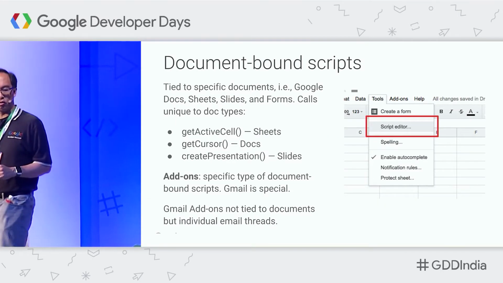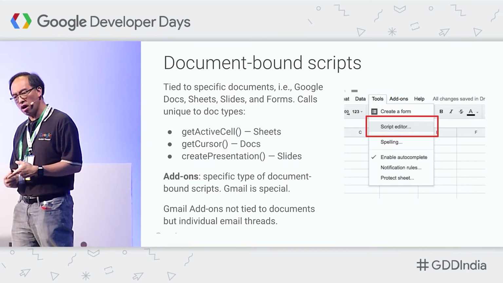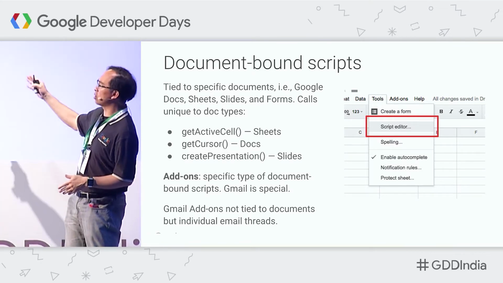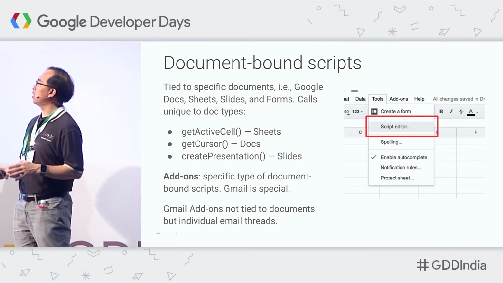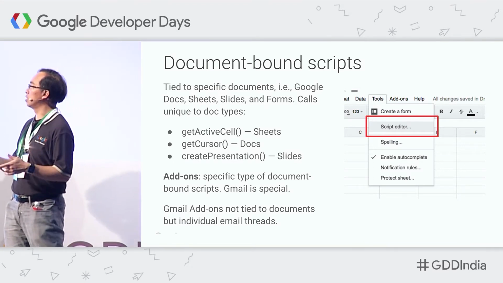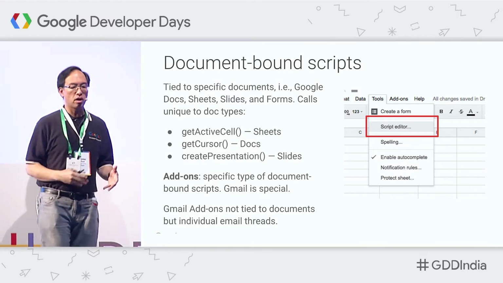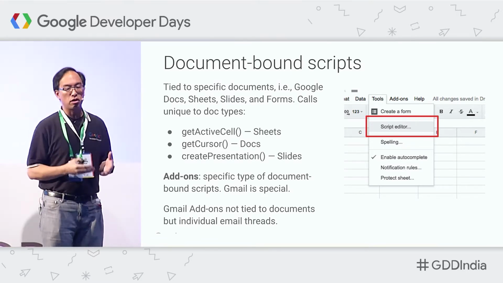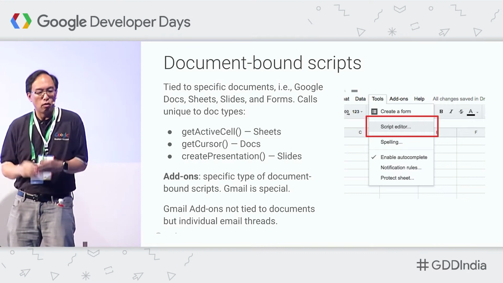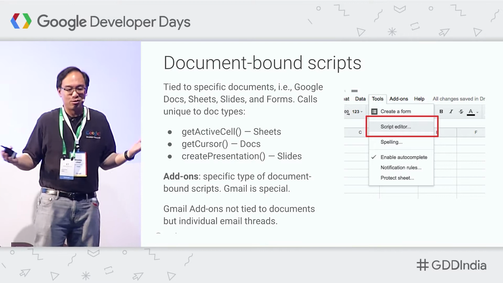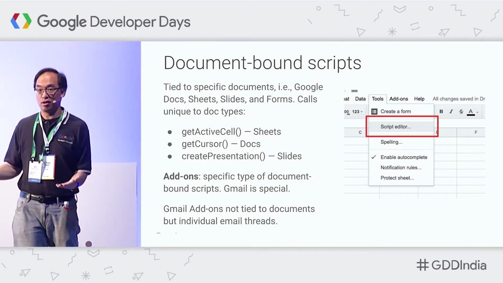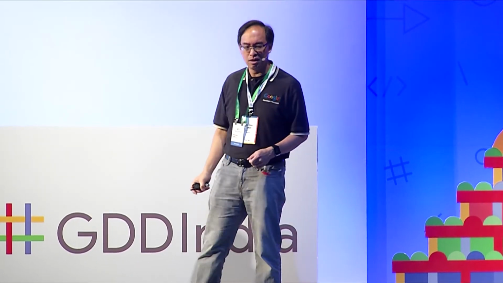Okay, so document-bound scripts. Like I said, you open up Google Docs or Sheets, and then you just pull down Tools and then Script Editor. Document-bound scripts are those that are tied to specific documents, like a doc, sheet, slide, or a form. And of course, you're going to have method calls that are unique to those document types. You can only call getActiveCell for a spreadsheet because it doesn't make sense to do that for docs or things like that, right? Same thing goes for create presentation. That only works for slides. You can't create a presentation in a spreadsheet and things like that, okay?